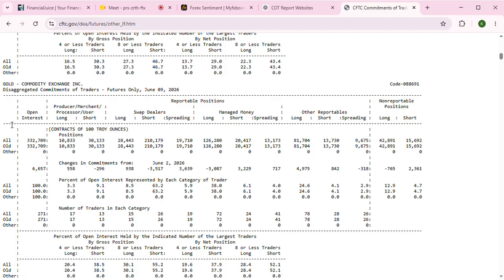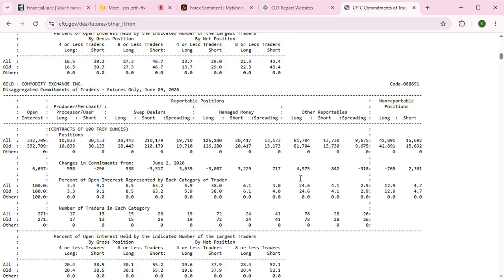And now with this, you can start looking for more information on how the banks are doing. On the right-hand side, you can see we have non-reportable positions, then other reportable positions. The first section is reportable positions. So on this you can see how things are.